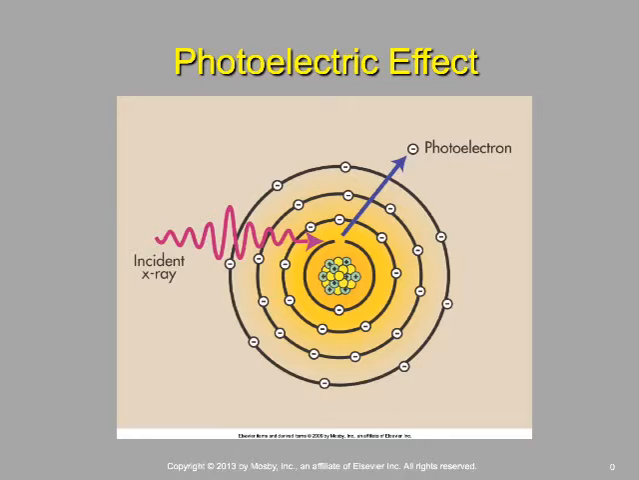But the basic interaction, again, is that an incident X-ray photon gives off all of its energy to ionize an atom. So it results, again, like with any ionization process, in an ion pair of a now positively charged atom and a negatively charged photoelectron.